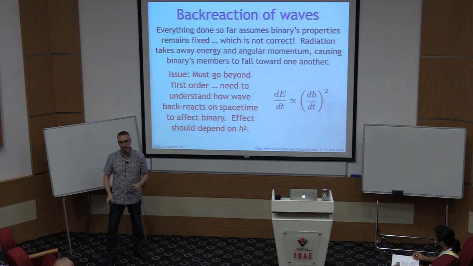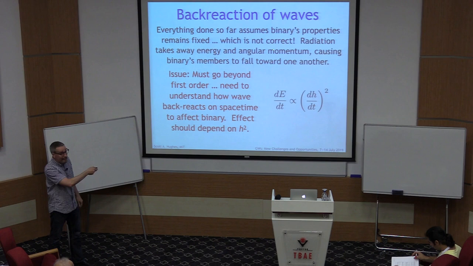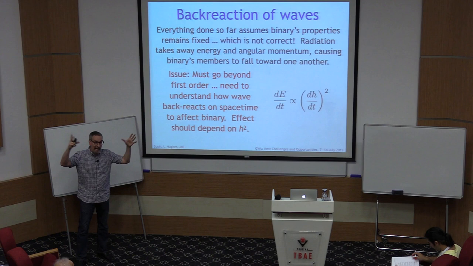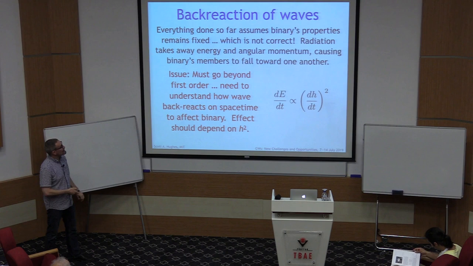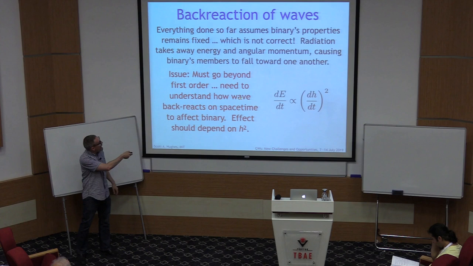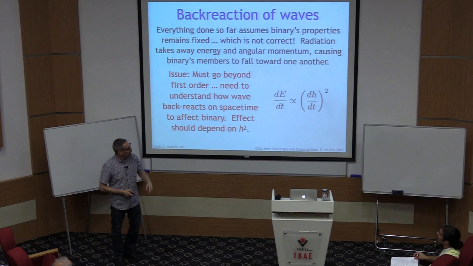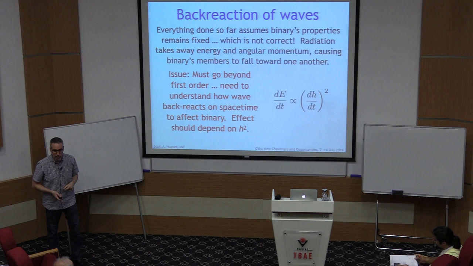I talked in the last lecture about the fact that radiation is going to carry energy away from the system. It actually takes away energy and angular momentum. That will back react on the system. It will cause the members to fall towards one another. So the issue here is I need to go beyond this first order calculation I've given you and understand how the wave back reacts to affect the binary. And we know, at least heuristically, that we should find an effect that scales as something like h squared, or the derivative of h squared.